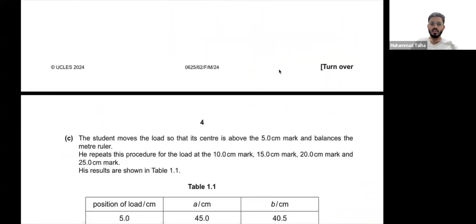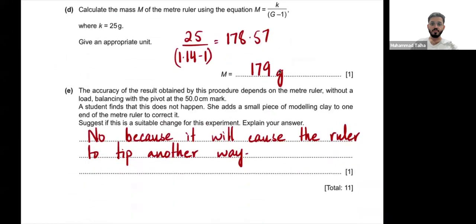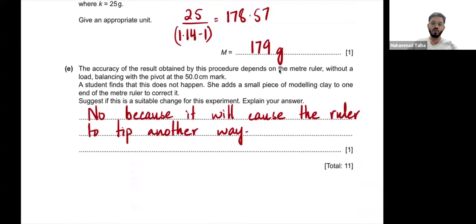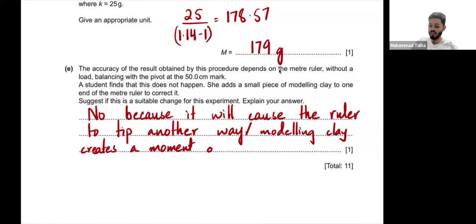So let's look at the reasoning written for this, right? Because it will cause the ruler to tip another way. It's going to create some moment of its own. So this is not correct. So I will say that the modeling clay creates a moment of its own. So it's basically just a load as well, which we are not accounting for in our calculations.